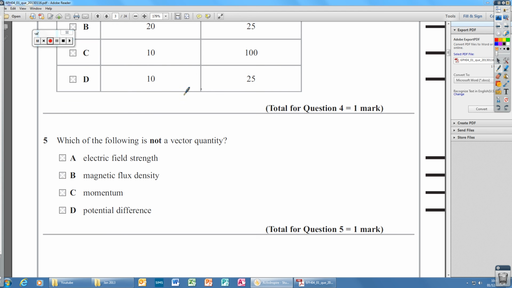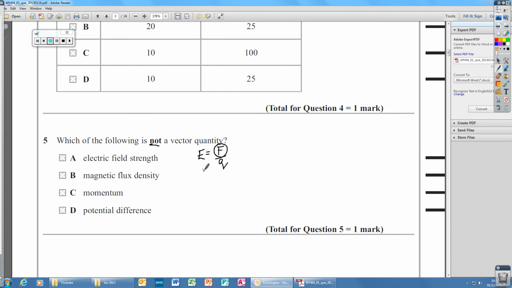Which of the following is not a vector quantity? Well, normally the correct exam technique here is to figure out which ones are vector and why they're vectors. So field strength. Well, the second equation for field strength, we've got force in it. Now that's a vector, so that makes electric field strength a vector.